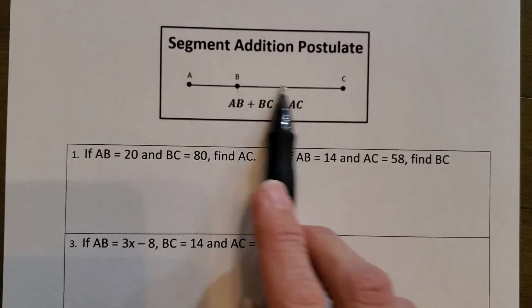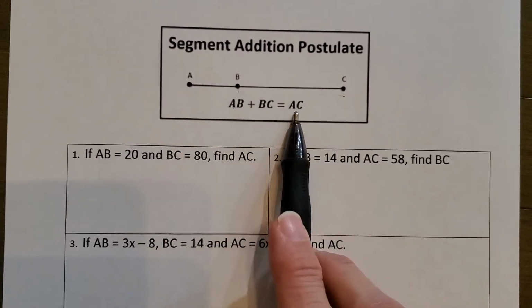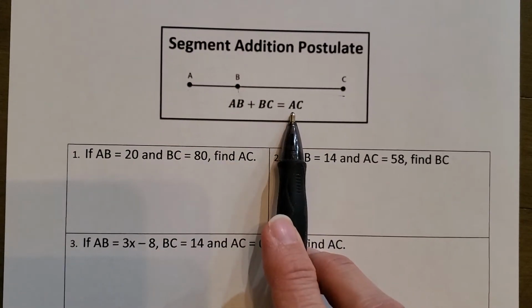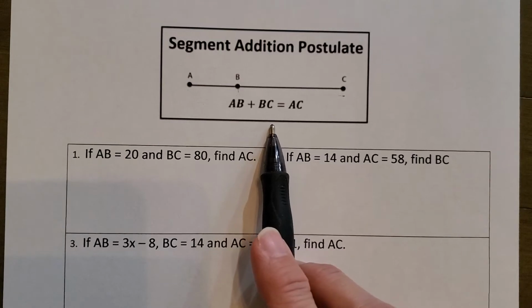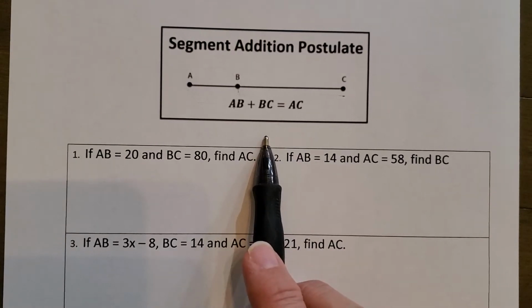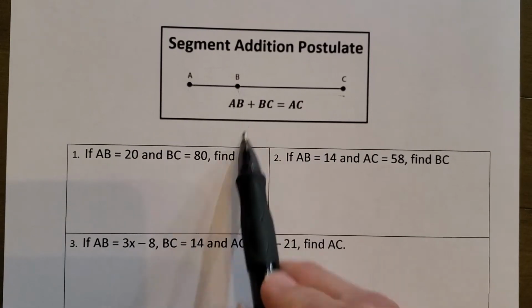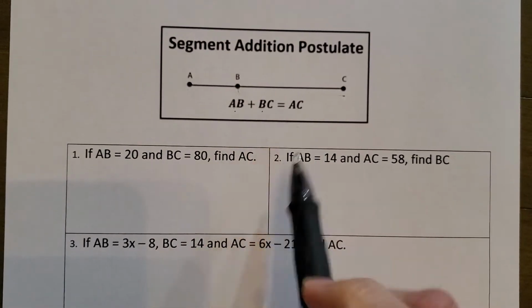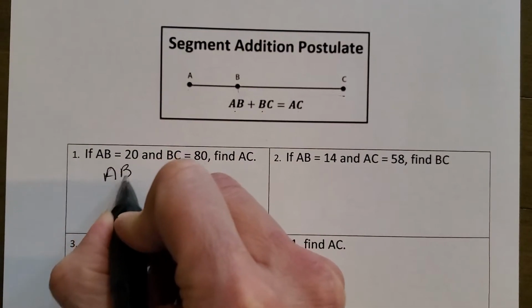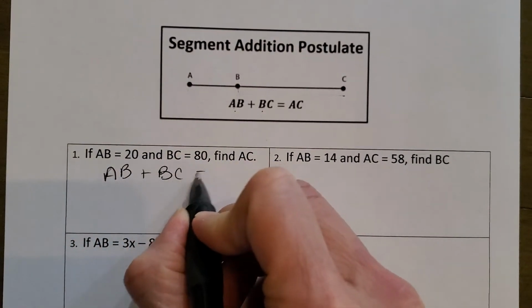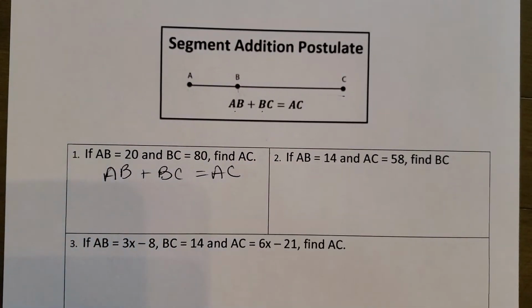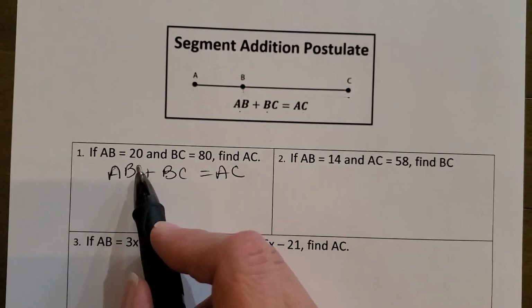So I'm going to use this formula and this segment for each of my problems. Obviously, if you're doing this on homework, you're probably going to have maybe different segments. So just always make sure you write your formula. So my formula is AB plus BC equals AC. So before I start doing the problem, I'm going to actually write that down. So whatever your segment is, you're going to write that formula down. And then you're going to look at what they give you.